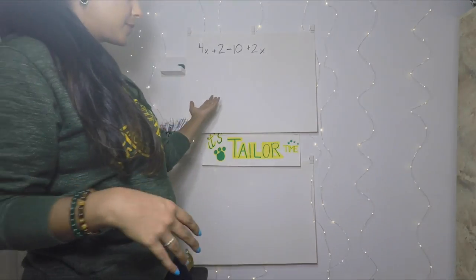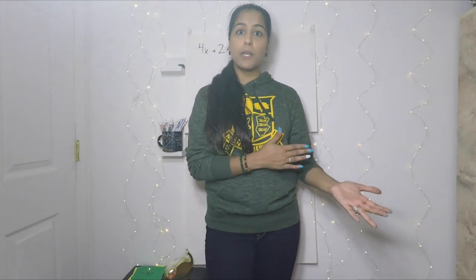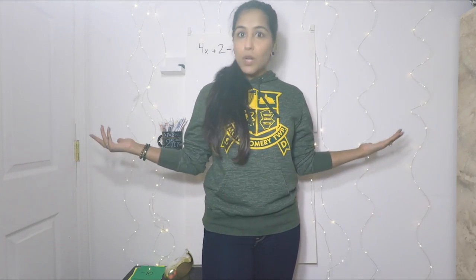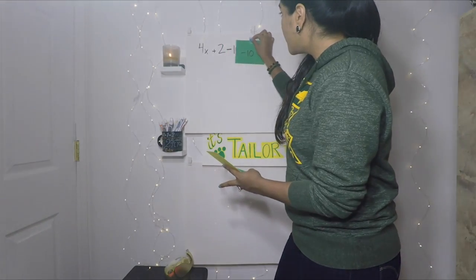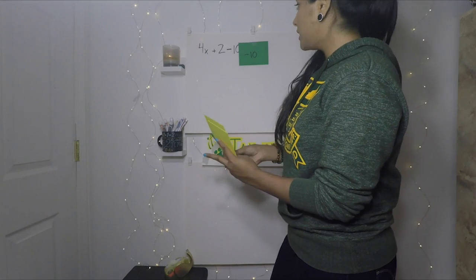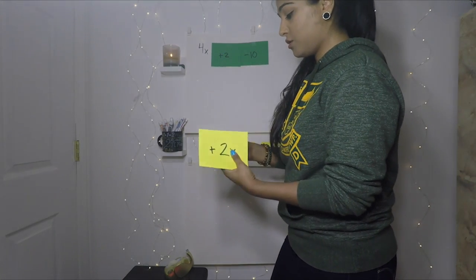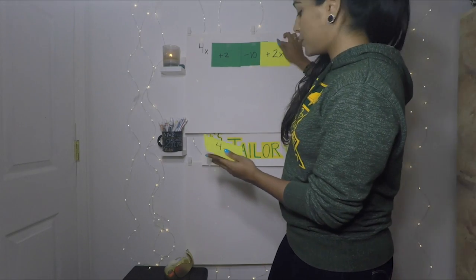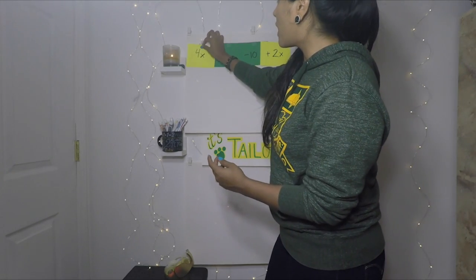So right now we have 4x plus 2 minus 10 plus 2x. This looks a little bit different than what we worked on before because now we have subtraction. But guess what? It works the same way. Right? We have our terms, coefficients, everything is still there. Okay, so you probably assigned these their own colors, right? We have minus 10, our plus 2, our positive 2x, and our 4x.